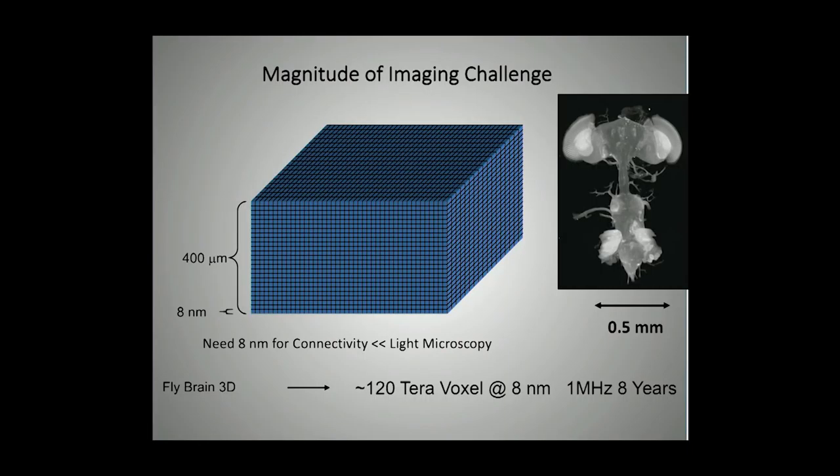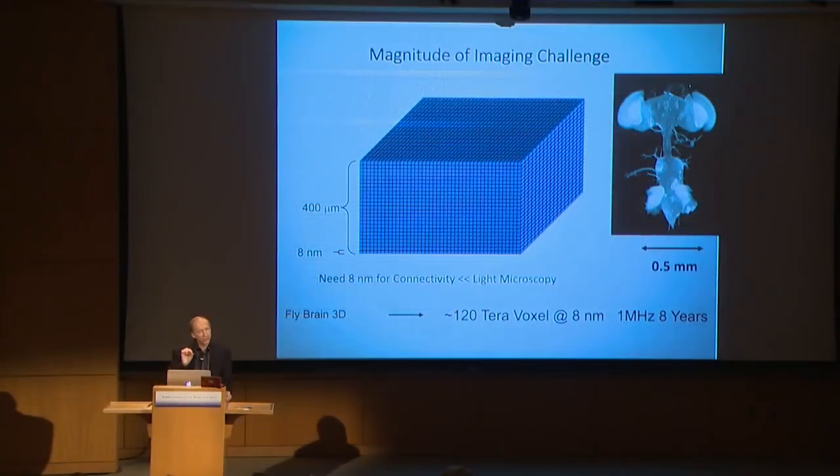Now, I should also point out, we do need to really see the connectivity, one needs to go down to the EM level, to the electron microscope level. Light microscopy cannot quite resolve the details and see the fine connectivity. But light microscopy can do many other things, like image live. So all these techniques are very complementary and support each other.